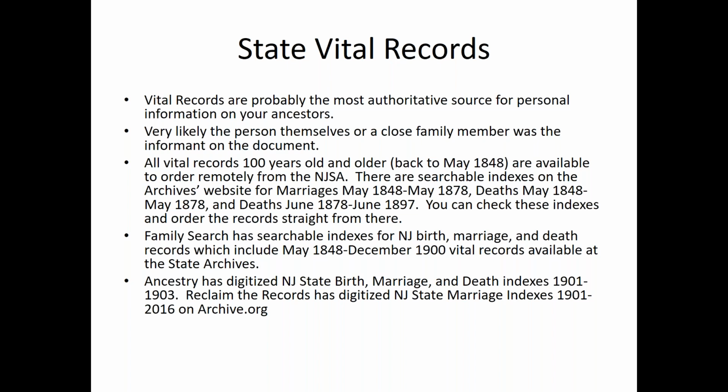So just because the archives doesn't have an available online index for the vital records, there are other places that you can go to search New Jersey state vital records and see if you can locate an event before requesting a search from the state archives. Ancestry has also recently digitized New Jersey state birth, marriage, and death indexes from 1901 to 1903. So you can look those up online.